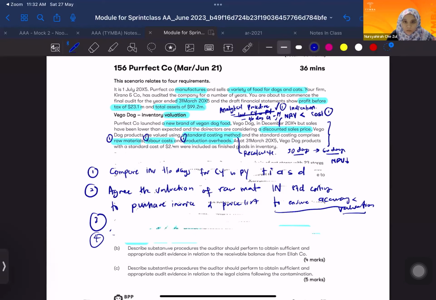Yeah, I think you can include WIP here since this is a manufacturing company. So even though they did not mention they have WIP, for sure they have a WIP. Okay, so you can use it for the answer.